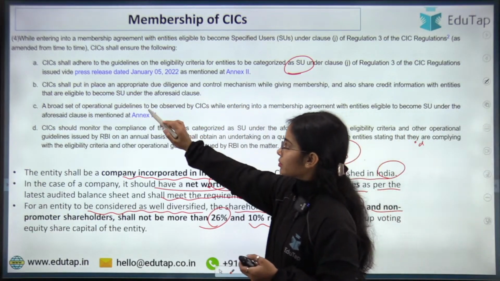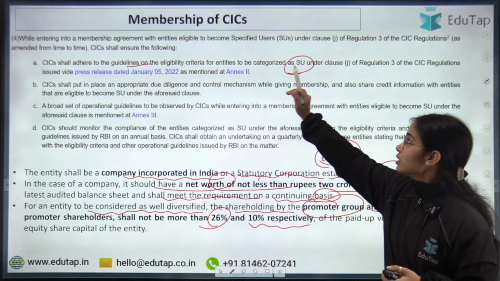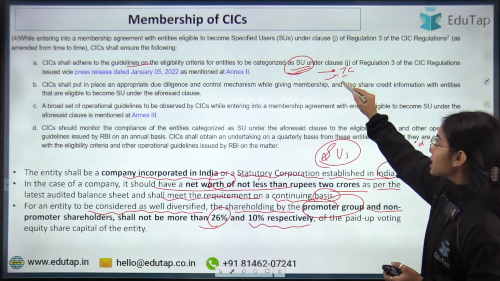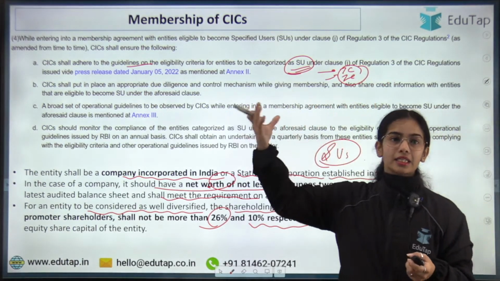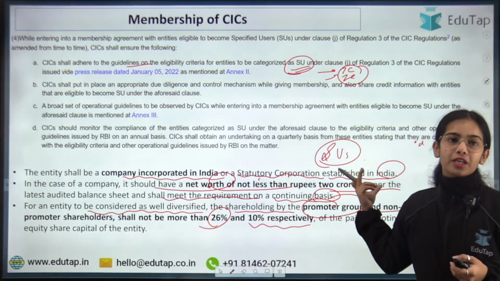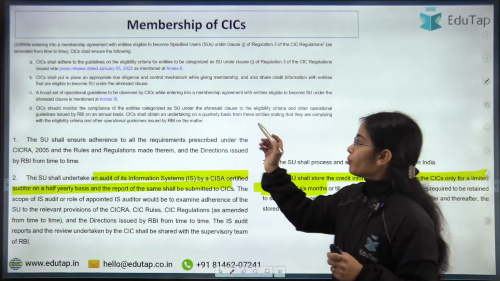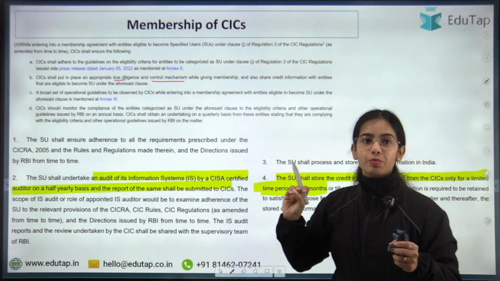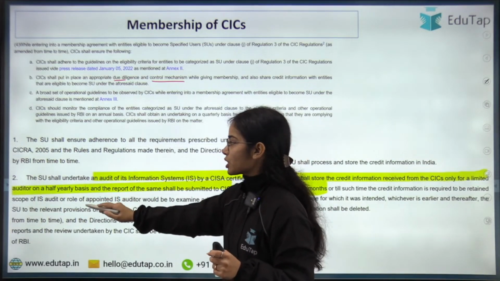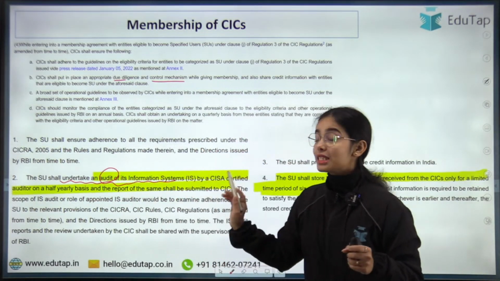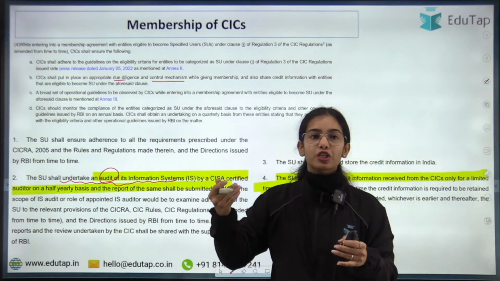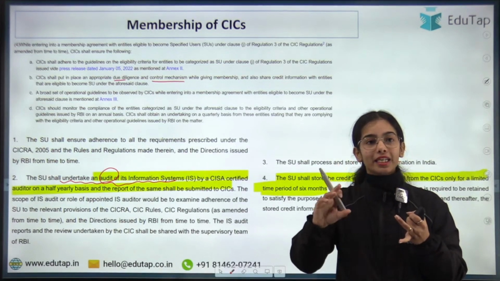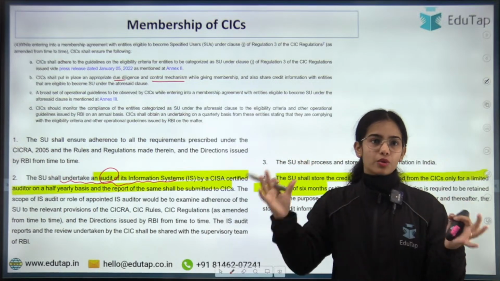So the CICs can provide the details or the data to the specialized users, that is, the telecom companies, or the insurance companies that also want data regarding credit. So the data can be provided to the specialized users, but there is also a due diligence and control mechanism applied. If the data is given to the specialized users, first of all the specialized user shall undertake an audit of its information system, to check whether the information system is good or not. That means whether they have proper risk management tools, data protection rules, and risk management practices or not.